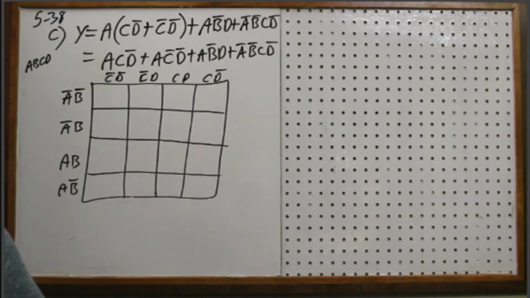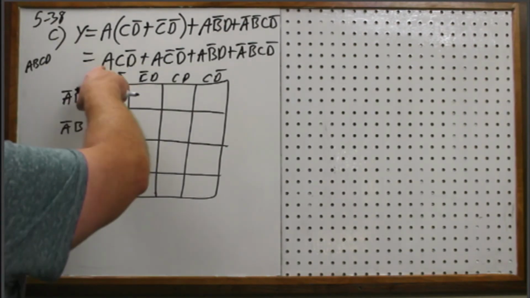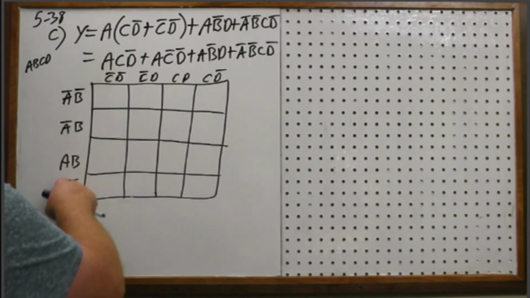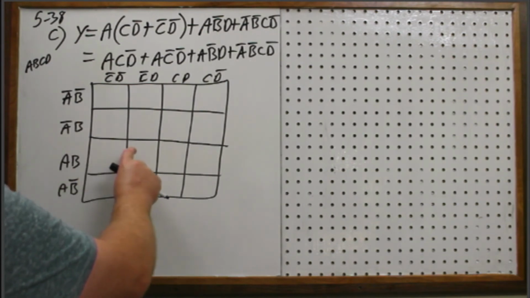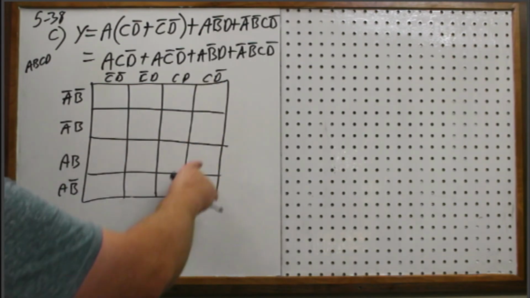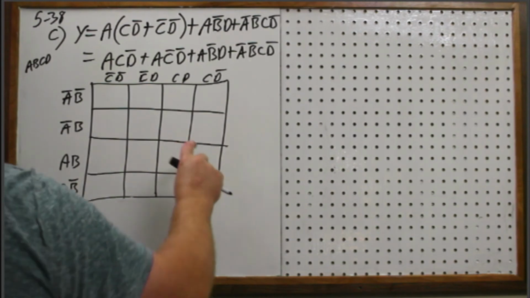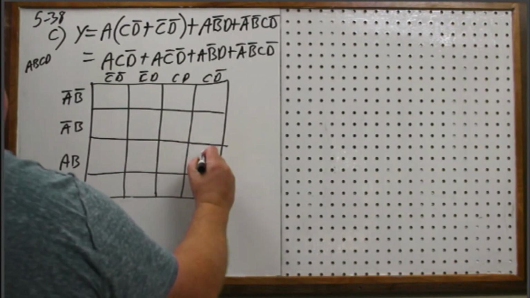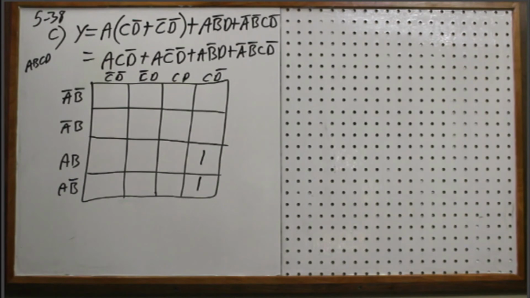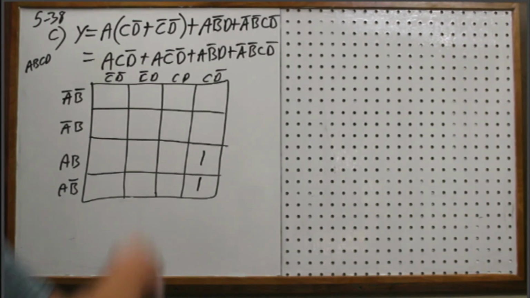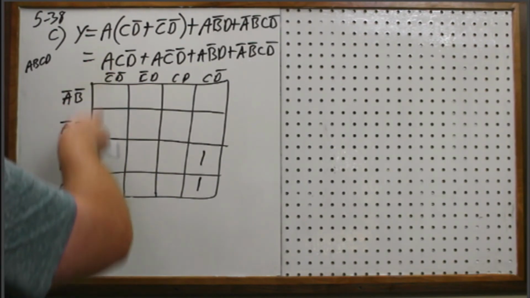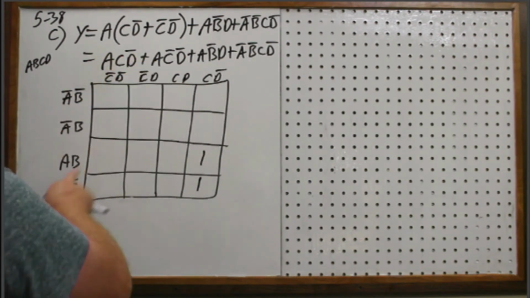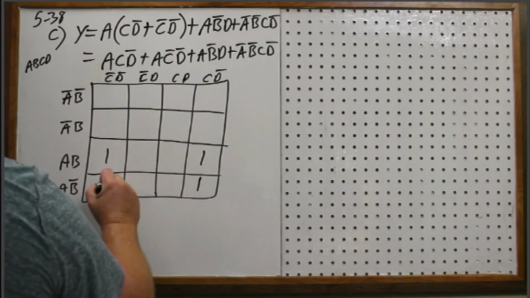Okay, so for A, C, D naught, it would be A, this is where A is high, and then C, D naught is this column over here. So it's these 2 rows and this column, and so we're talking about just these two spots right here. All right, the next one is A, C naught, D naught. So C naught, D naught is this column right here, and then when you AND that with A, you're talking about just these two. There we go.